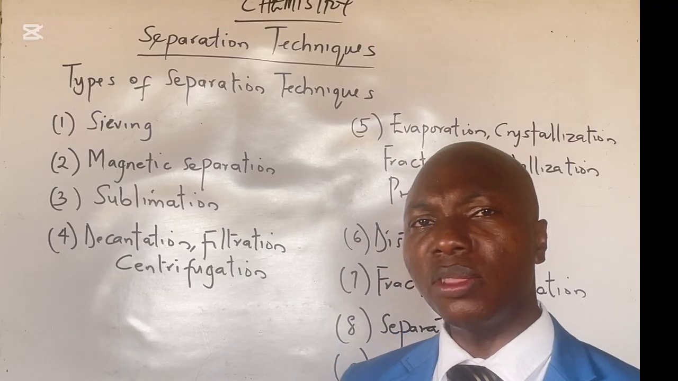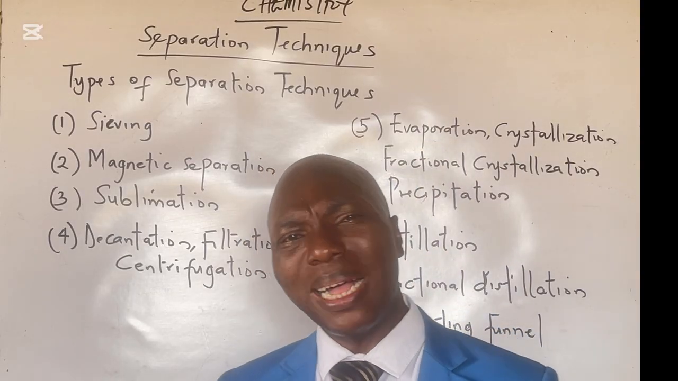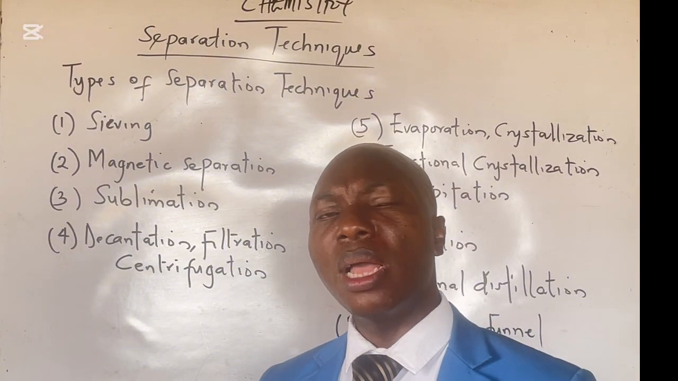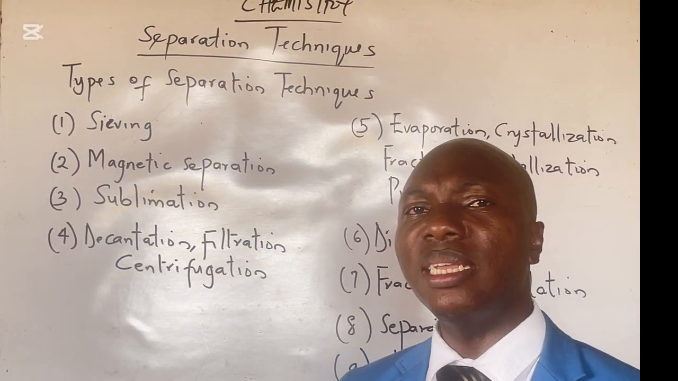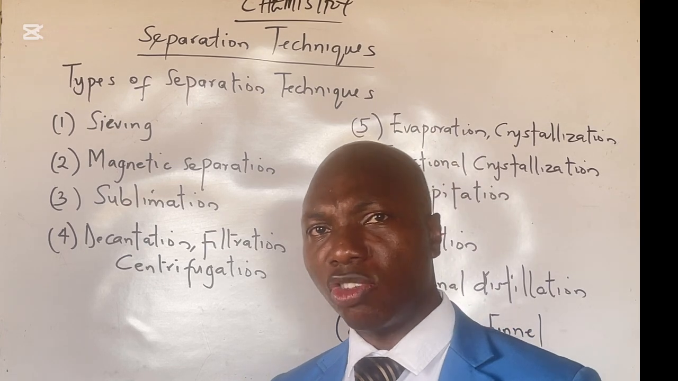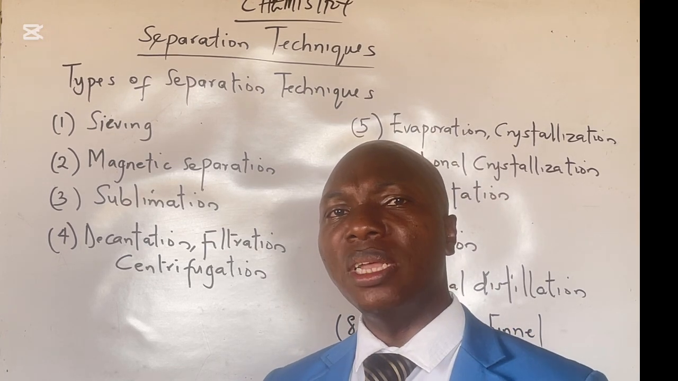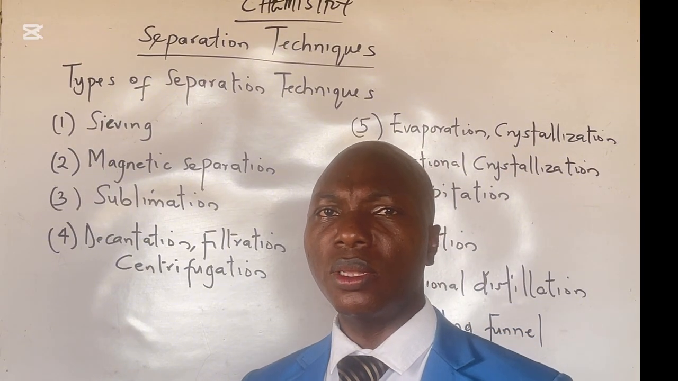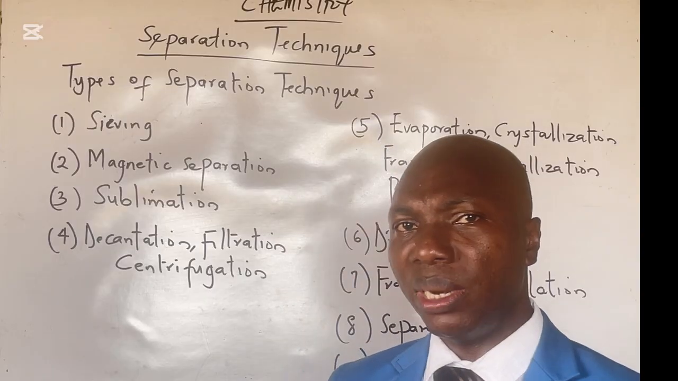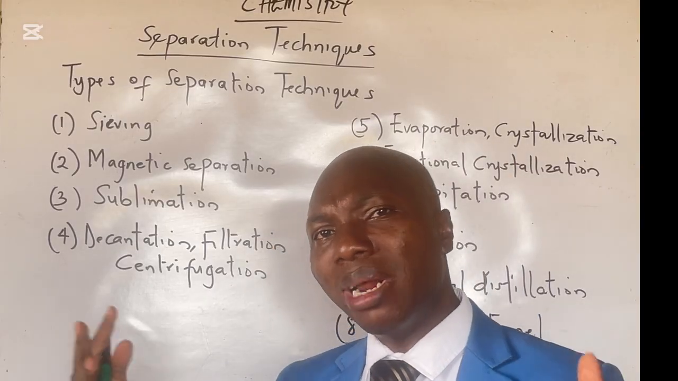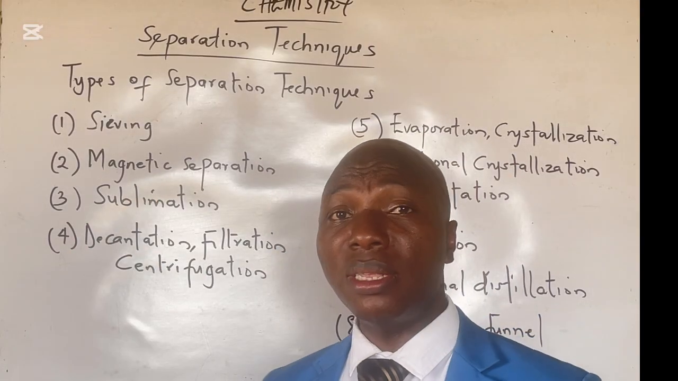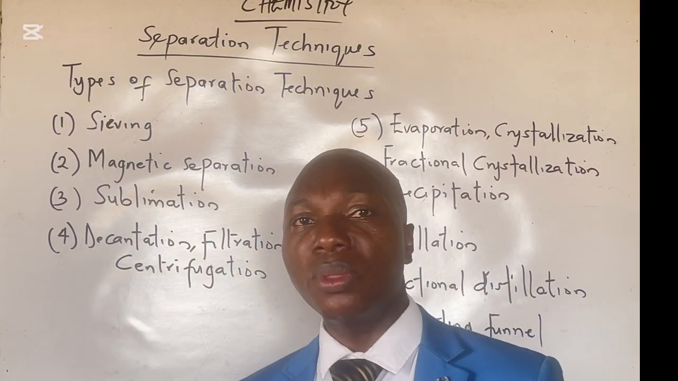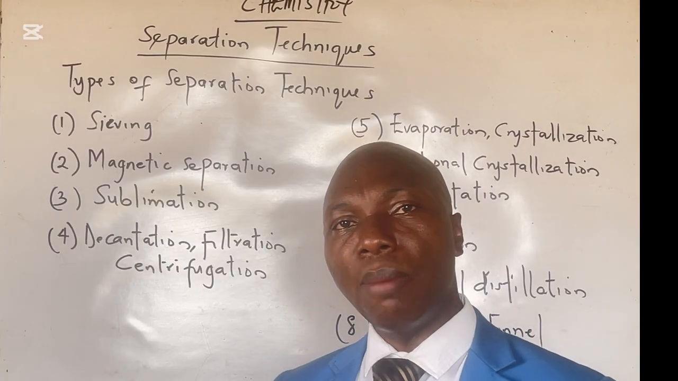Sieving is a separation technique that is used to separate particles of different sizes. And where do we use sieving? We use sieving in garri industries. It's also used in industry where you want to separate diamond and gold. So it's better you know their practical application than memorizing and all that. So sieving is used in garri industries, or in industries where you want to obtain diamond and gold.